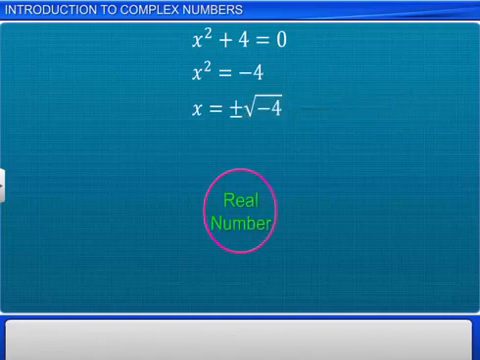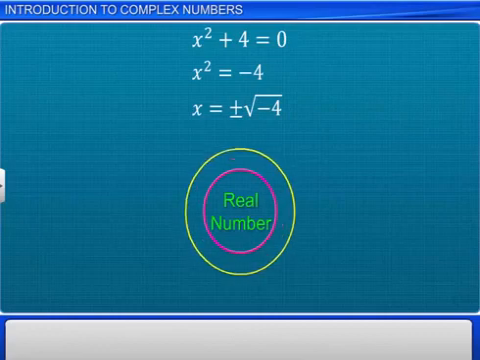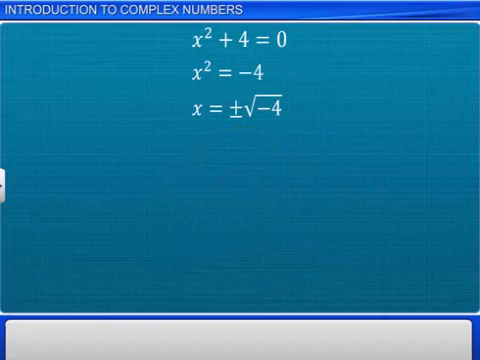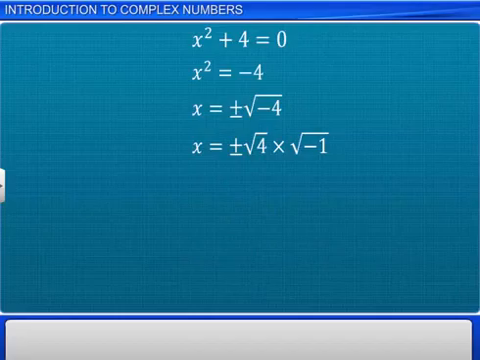Therefore, to find the solutions, we need to extend the real number system to a larger number system. Let's write the square root of minus 4 as the square root of 4 multiplied by the square root of minus 1.